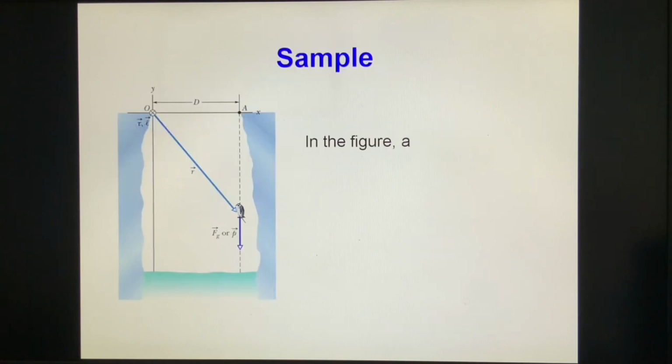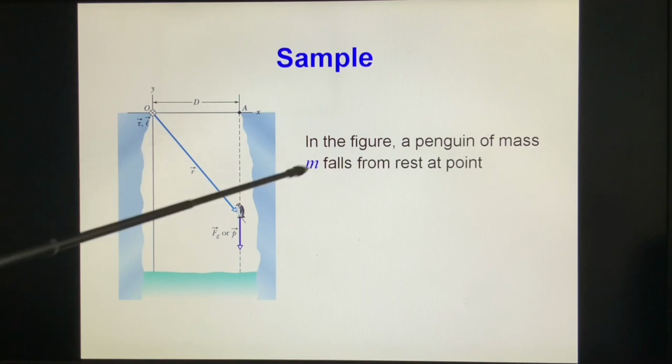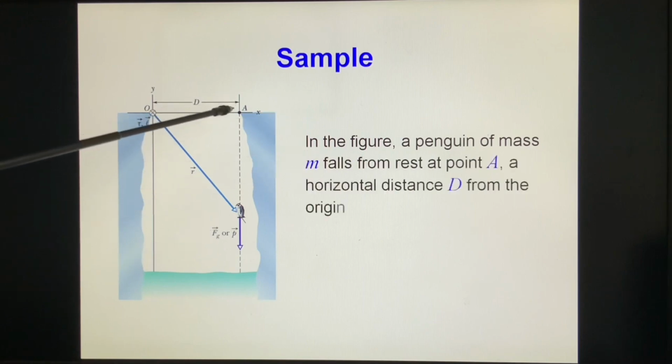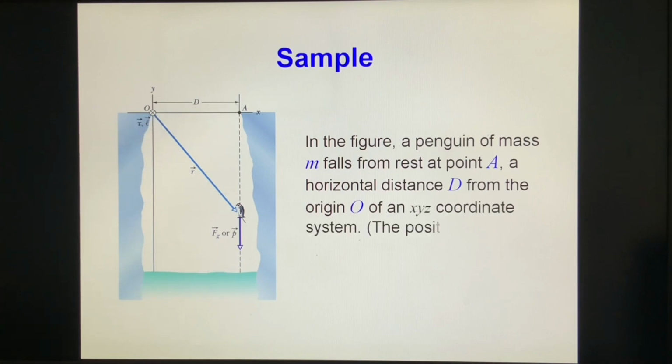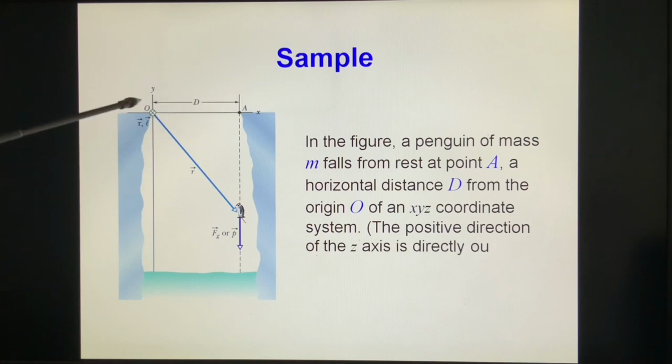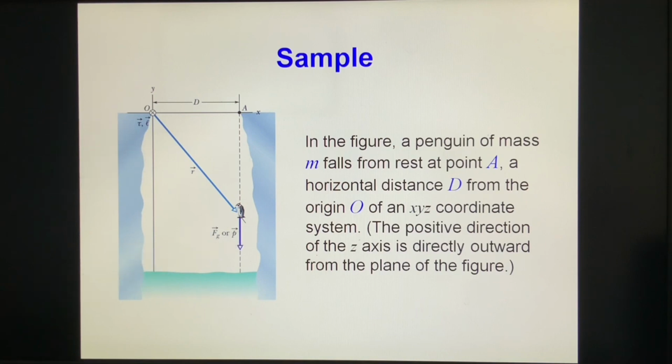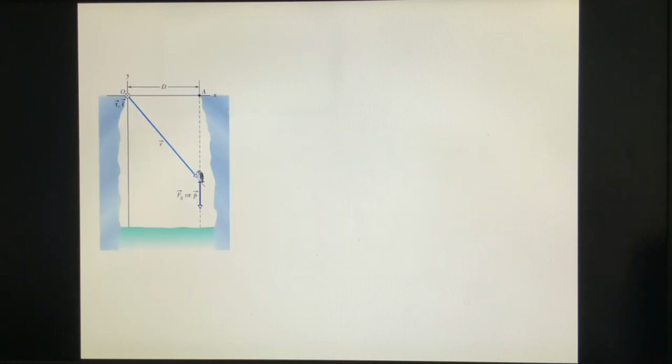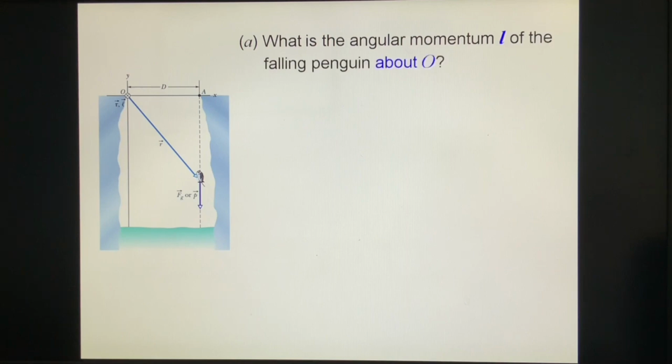Example. In the figure, a penguin of mass m falls from rest at point A. This point A is horizontal distance d from the origin O. There is an XYZ coordinate system: this is X, this is Y, and Z is outward. The positive direction of Z is directly outward from the plane of the figure. Question A. What is the angular momentum L of the falling penguin about O?